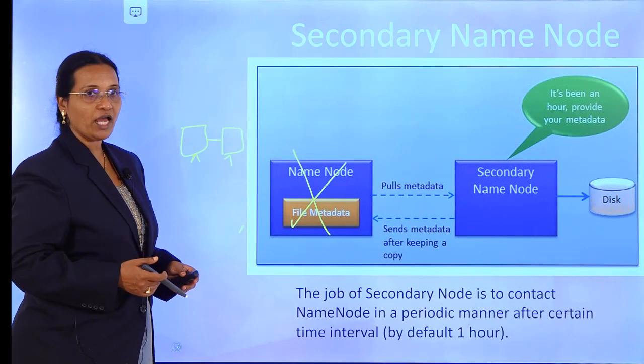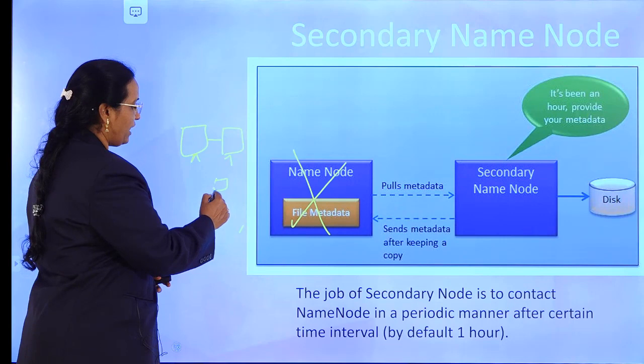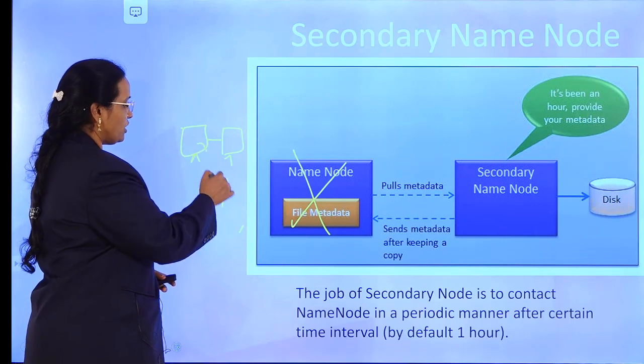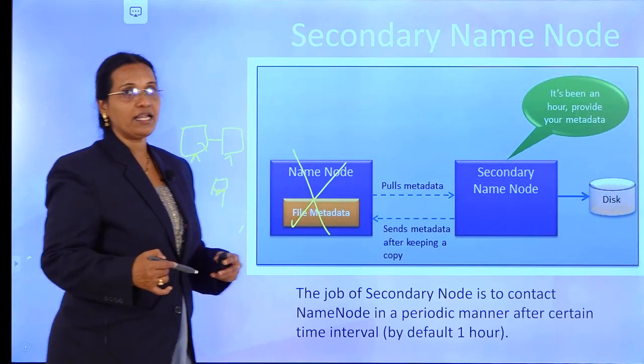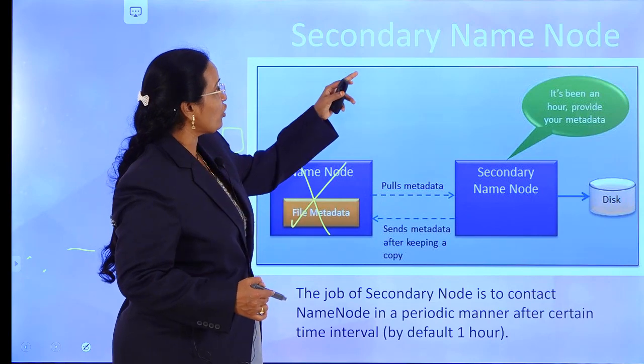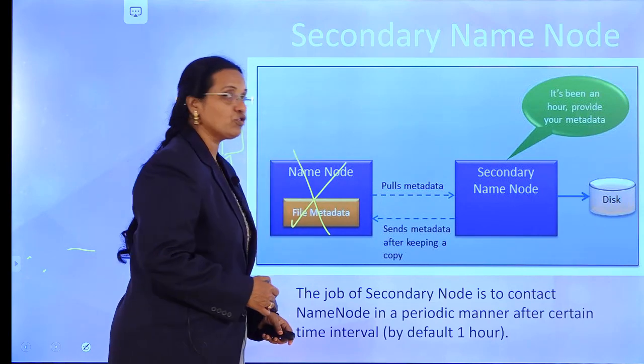Then immediately what is going to happen? Whichever node is idle, that job is going to be assigned to that node. Similarly, there is a chance of the name node also not working.